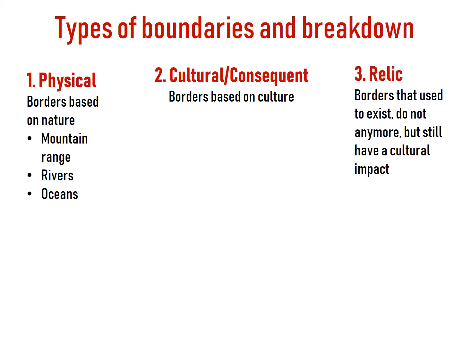And then finally, our third type of boundary are relic boundaries. These are borders that do not exist anymore, actually. But the thing is, they still have a cultural impact on or in the state, and we'll go into examples of that. But we're mostly going to focus on our second type of borders, those cultural ones. And this is where it gets a little tough because we can break these cultural borders into two main types.